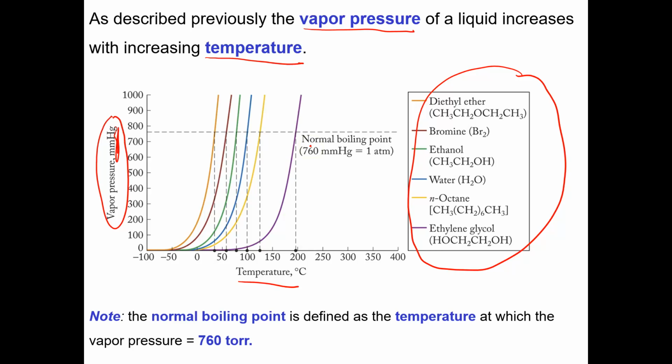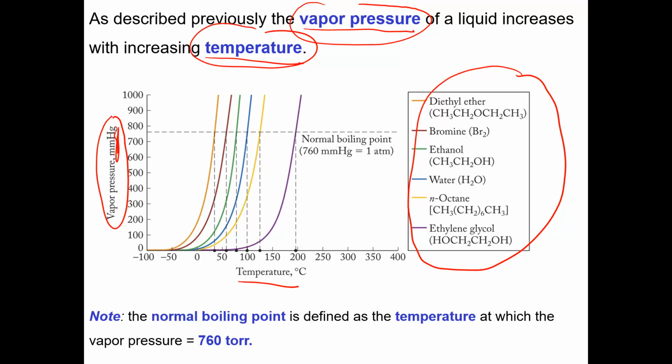And one of the things that we can note immediately is that the dependence of the vapor pressure on temperature is not linear. We can see straight away that there is a non-linear dependence of vapor pressure on temperature. If you were to analyze these curves, you would find the relationship is logarithmic.